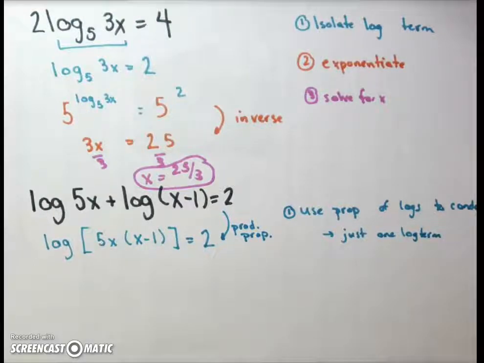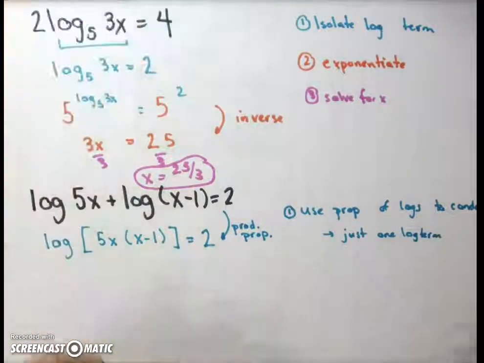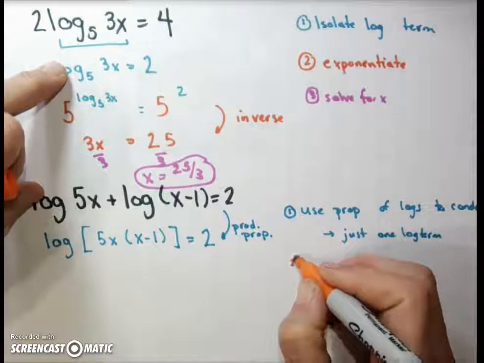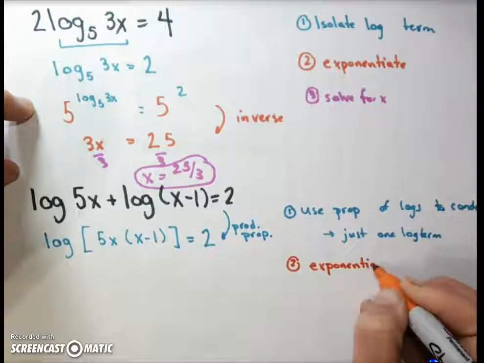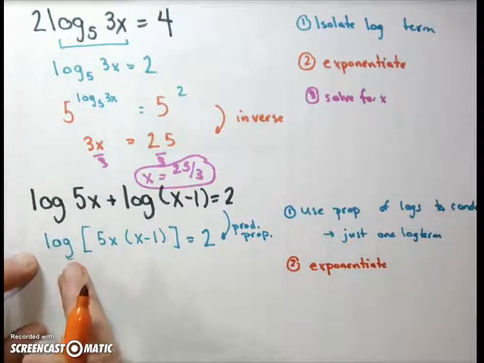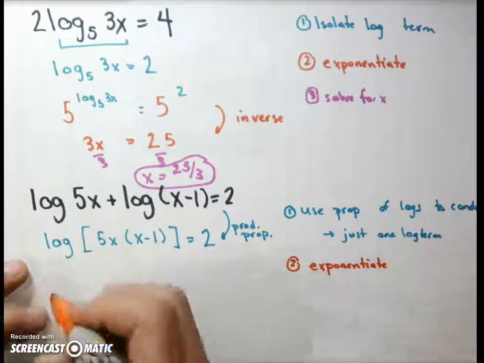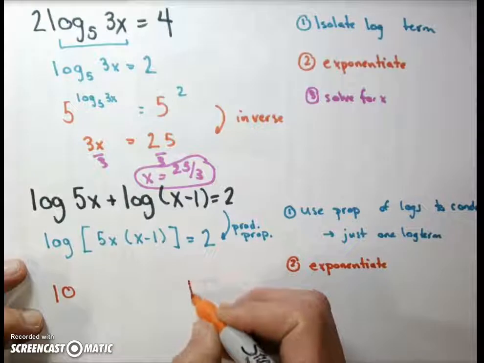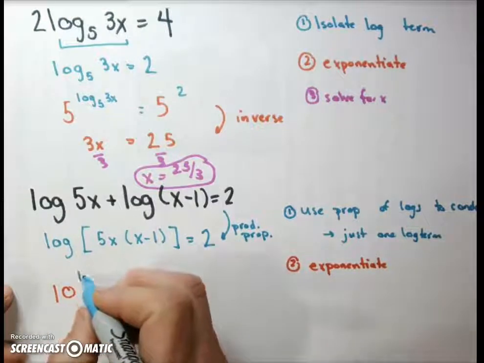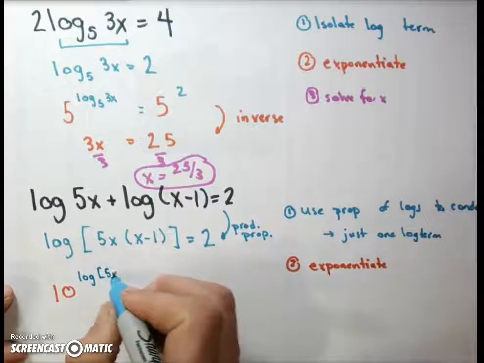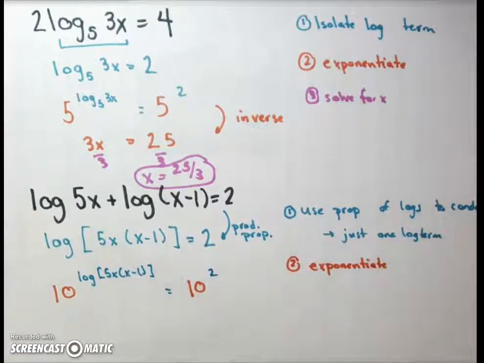My second step now is that I have something like log of blah equals a number. So just like in this last example, I'll need to exponentiate. And I choose my base to be the same as the base of the log. So when I write log without a base, that means log base 10. So 10 to each of these powers. So I'll have 10 to the log of all this stuff equals 10 to the 2.